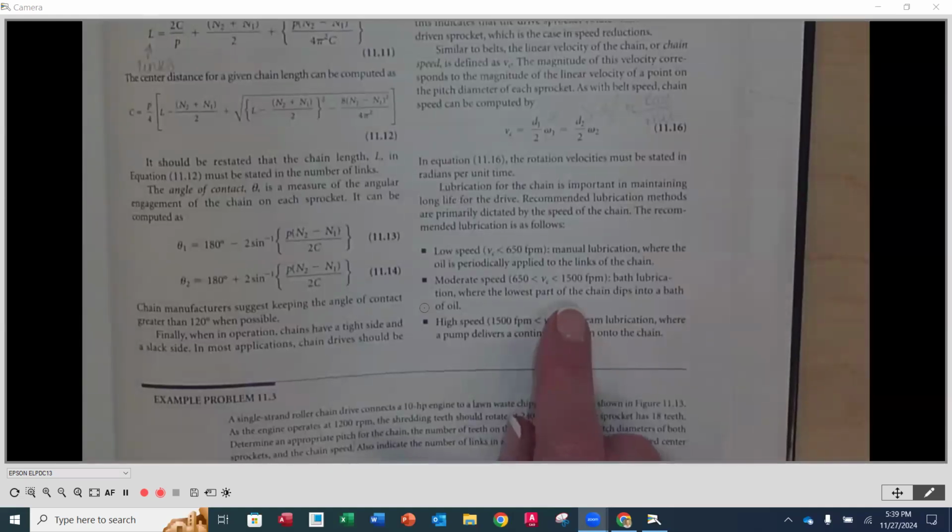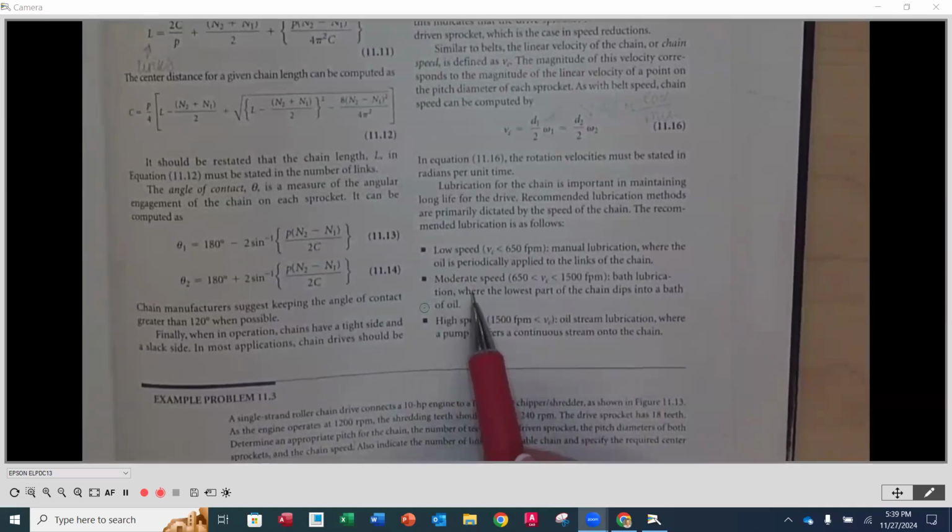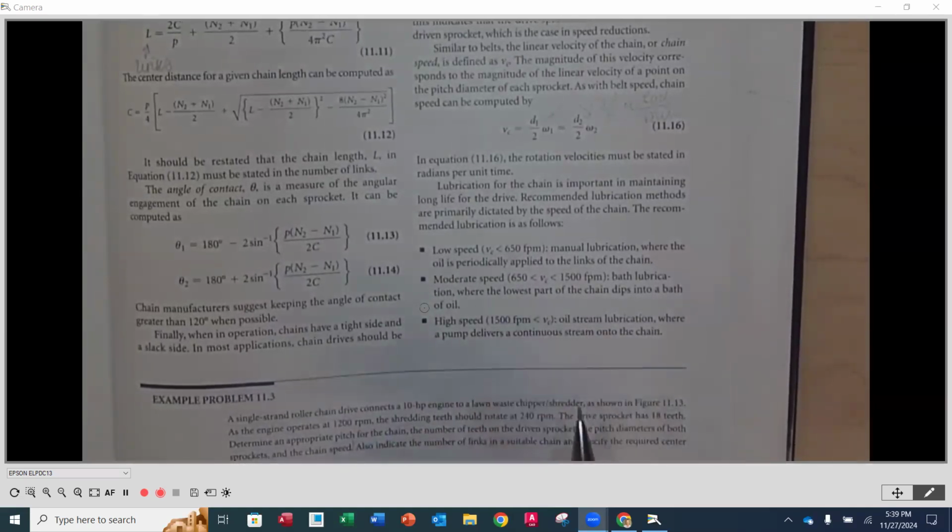We just occasionally go in and we lubricate it manually. But if we get up into moderate and high speeds, this is where we're going to have to consider designing in one of these options here.